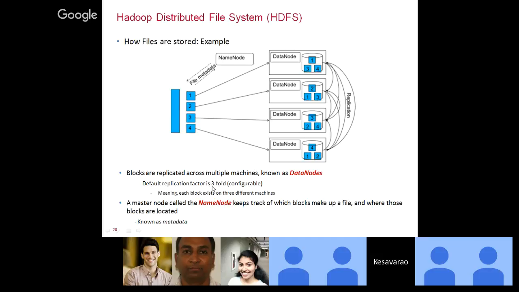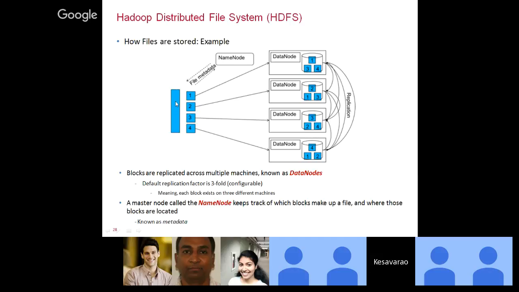So what threefold means, basically, is each block exists on at least three machines. If you see block 1, it is there on at least 3 machines, and block 2 is there on 3 as well, like that. Okay, and the master node is keeping track of which blocks make up a file as a whole, because when I query, I don't want to get 1, 2 and 3 separately.